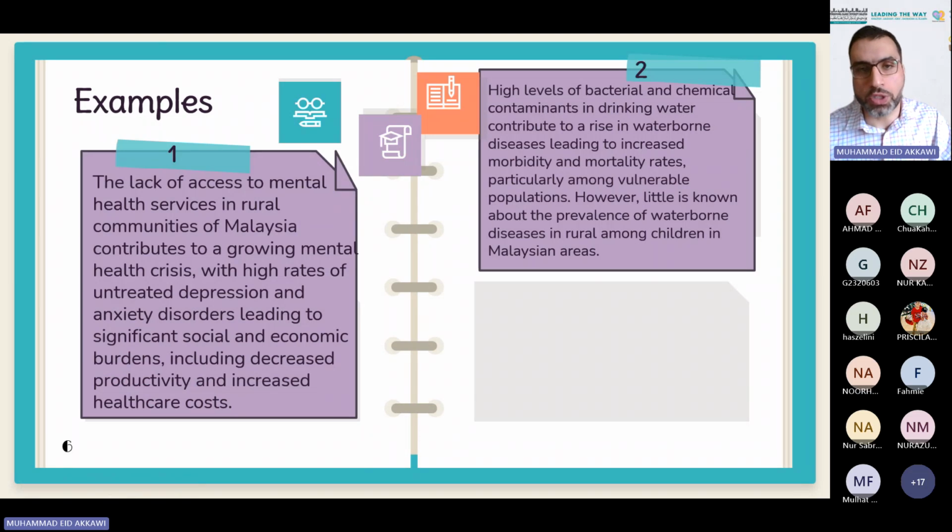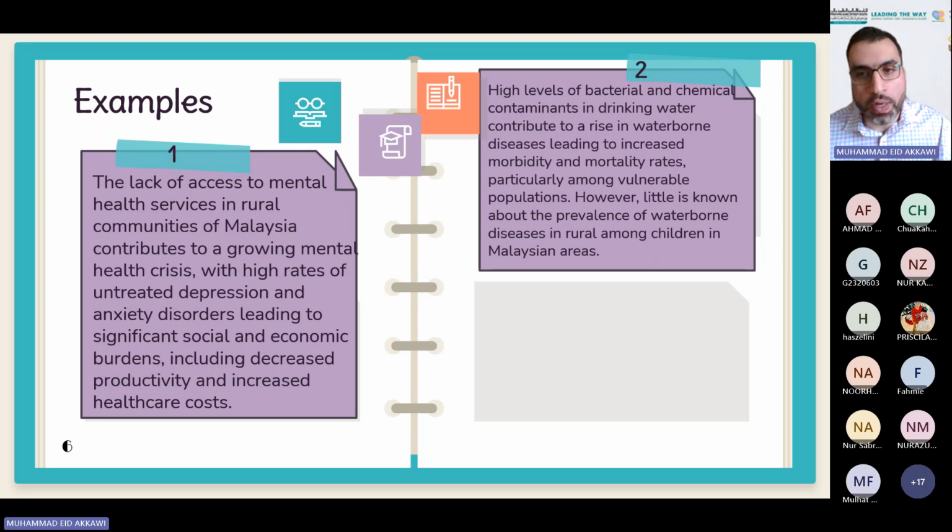So the other one, which we said, the big and broad one, is about contaminated water and how this could badly affect the children. Also, we try to improve it as follows. So, high levels of bacterial and chemical contaminants. I specified two now, bacterial and chemical contaminants. Both of them, in drinking water, contribute to the rise of waterborne disease.